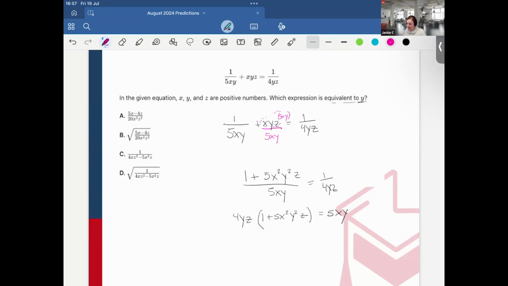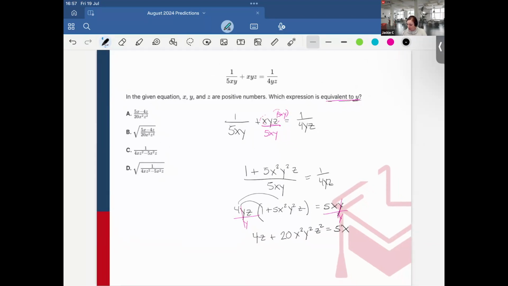Okay, next, since I'm looking to solve in terms of y, I can divide each side by y to simplify it a bit further. Then I can distribute, so I would have 4z, and this becomes 20x squared y squared z squared, equals 5x. Okay, so now I'm going to move the 4z to the other side of the equation. So that would be 20x squared y squared z squared is equal to 5x minus 4z.